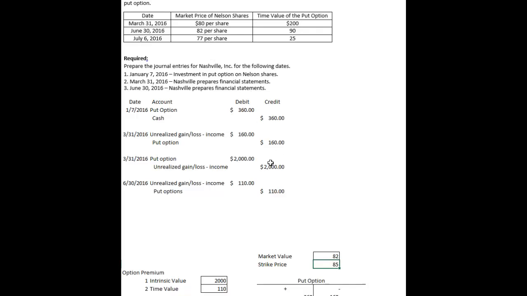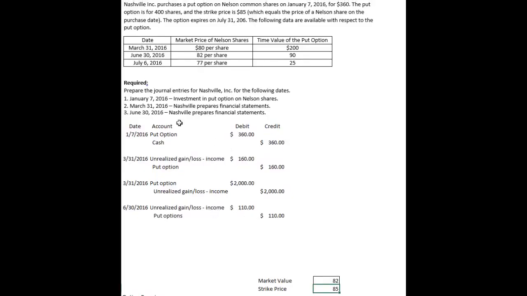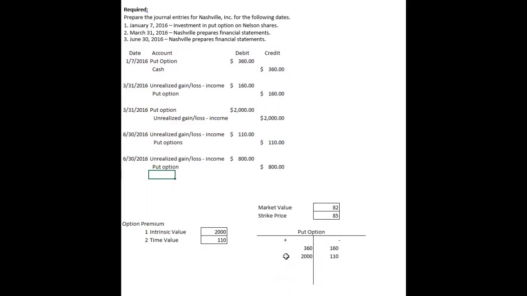I just lost $2 times 800 shares by the change in the market price from the end of the first quarter to the end of the second quarter. So I have an unrealized gain/loss - income of that change from the $80 to the 82 times the number of shares, the notional amount, 800. Then I credit the put option for the $800. Those are my journal entries.